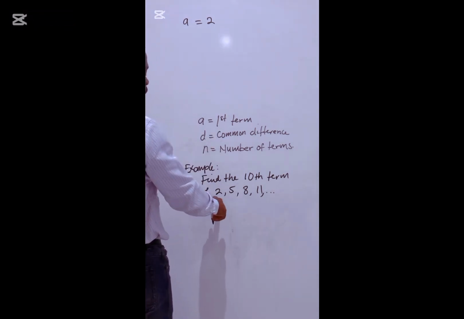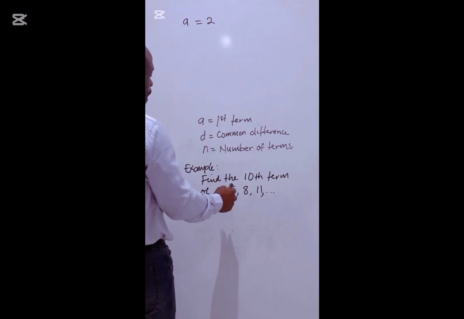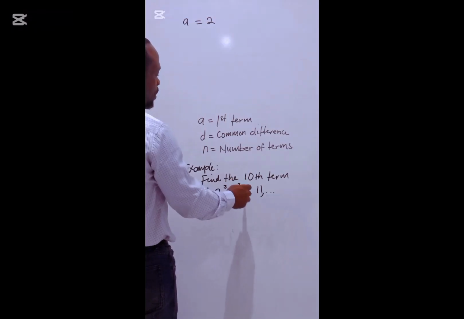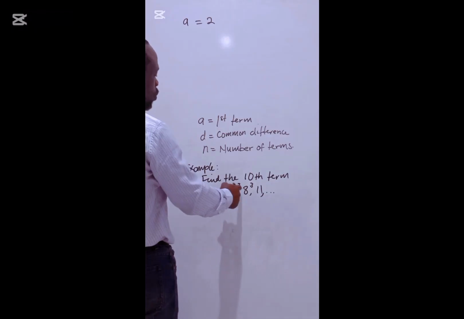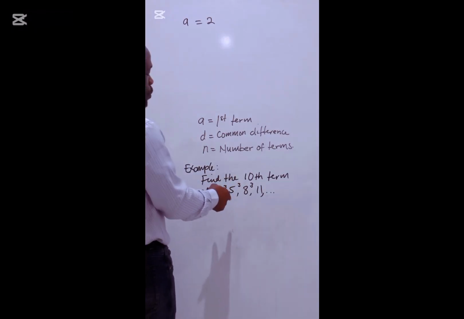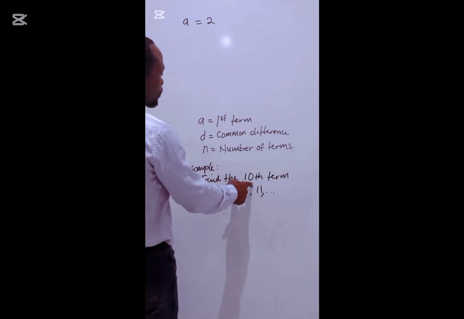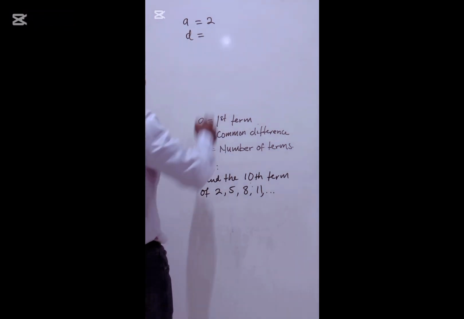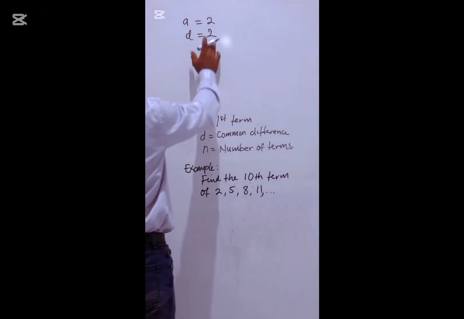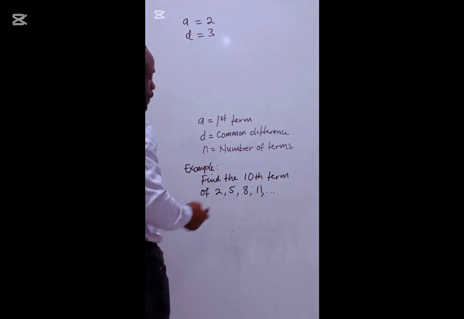The common difference is the difference between the terms. So in this case, the difference between 2 and 5 is 3. The difference between 5 and 8 is 3. The difference between 8 and 11 is also 3. And because this value is constant, this is an arithmetic progression or an arithmetic sequence. And this number 3 is the common difference. Therefore, d, which represents the common difference, is equal to 3.